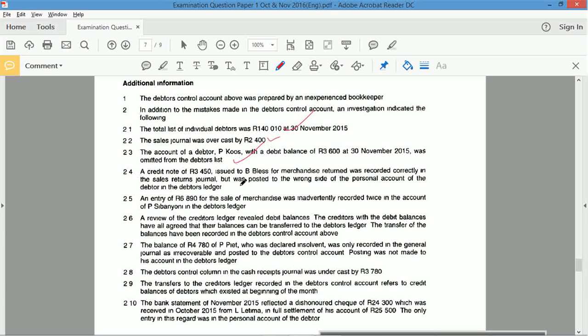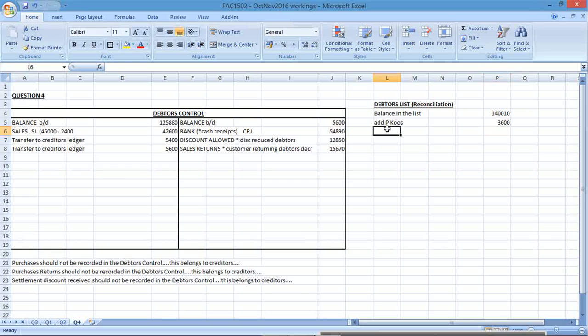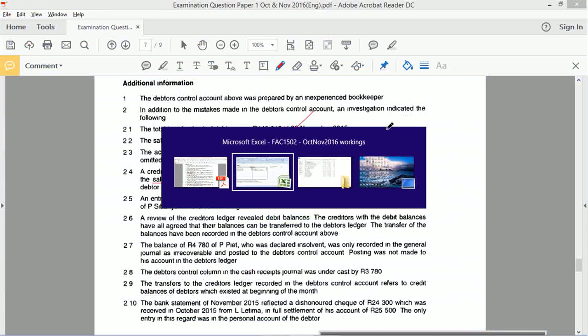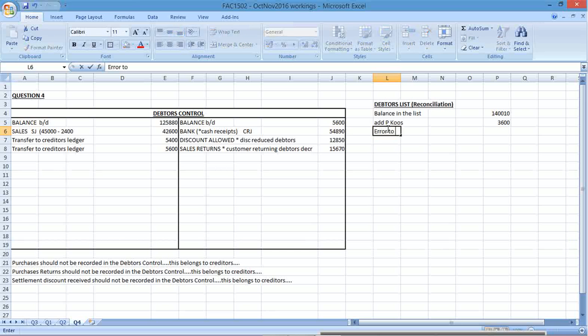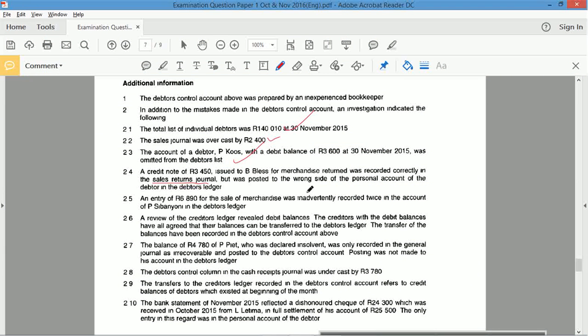A credit note issued to B for merchandise returned was recorded correctly in the sales returns journal, but was posted to the wrong side of the personal account in the debtor's ledger. So this is wrong. Error to B. Incorrect posting. So what are you going to do? You're going to remove the mistake. It was posted to the wrong side of her account. What is this? This is for a return, for merchandise returned.